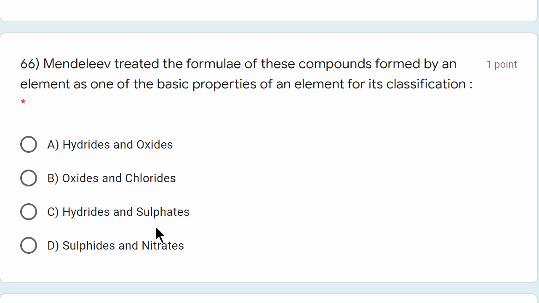All right. 66th question. Mendeleev treated the formula of these compounds formed. Mendeleev ಯಾವ ಕಾಂಪೌಂಡ್ಗಳನ್ನ ಯೂಸ್ ಮಾಡಿಕೊಂಡು ಒಂದು ಪೀರಿಯಾಡಿಕ್ ಟೇಬಲ್ ಕ್ರಿಯೇಟ್ ಮಾಡ್ದ ಅಂತ ಕ್ವೆಶ್ಚನ್. It's very difficult to read this question, but that is what the question actually means. So ಅವರು ಹೈಡ್ರೈಡ್ ಮತ್ತು ಆಕ್ಸೈಡ್ ಯೂಸ್ ಮಾಡಿಕೊಂಡು he basically formed the periodic table, because he thought hydride and oxides are most reactive.